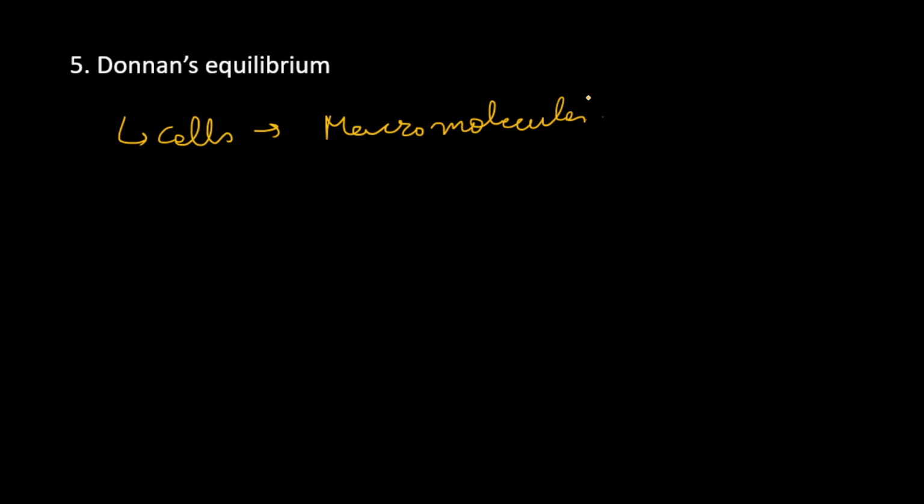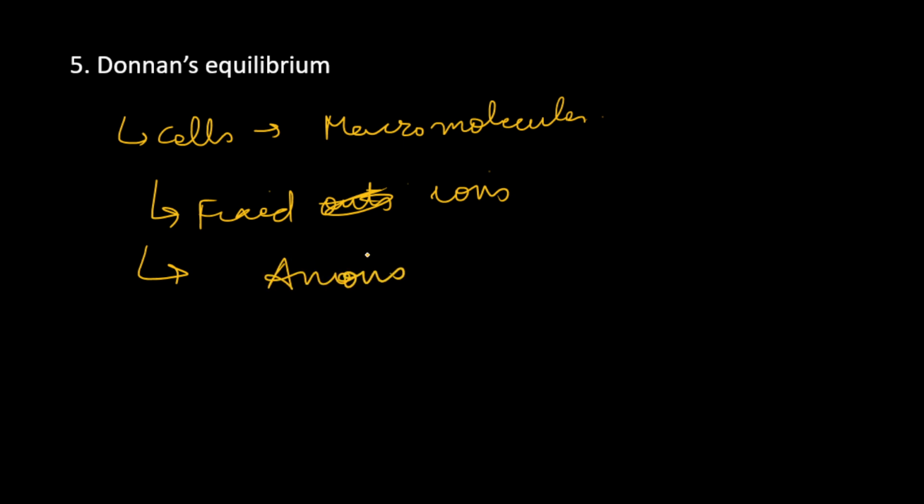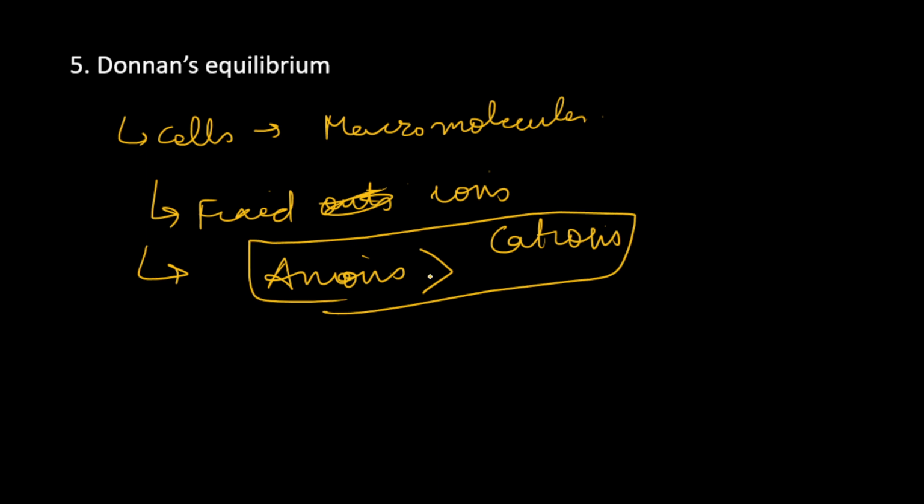There are also fixed ions that cannot diffuse out. Many times those cations are fixed ions. Simply keep it in mind. Simply you can say that anions are more than cations in fixed ions. In general, cells contain more anions as compared to cations.